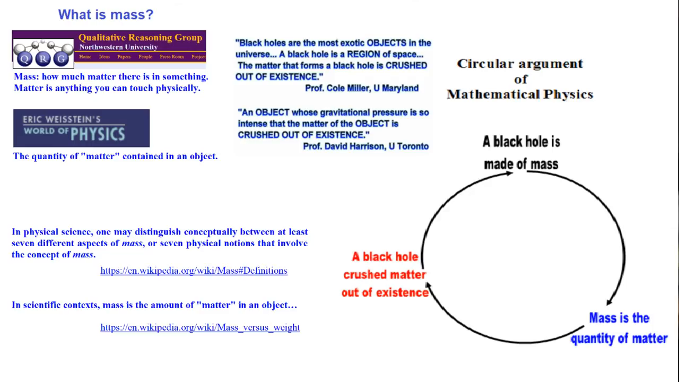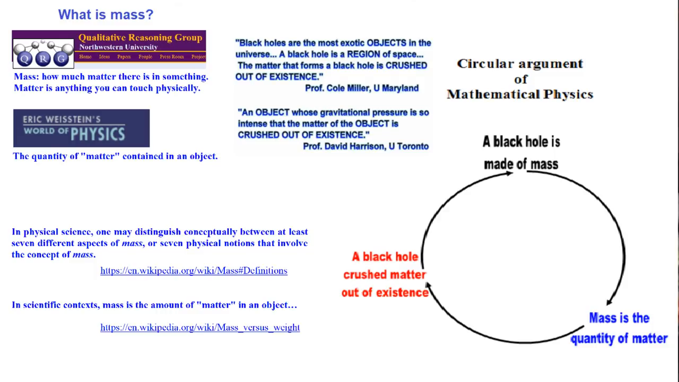Here you have first the definitions. Okay, first you have the definition of what mass is, and there's several of them. It's important to keep those definitions in mind because that's what you're taught in high school and in college. Mass, how much matter there is in something. Matter is anything you can touch physically. Okay, fine. The quantity of matter contained in an object. That comes from Eric Weinstein's World of Physics. I mean, these are official sites, okay? If you look for an answer, well, you'll find them there. And then at the bottom there, it says, in scientific context, mass is the amount of matter in an object. And again, that's out of Wikipedia. So you have all these sources, and they all tell you that mass is the quantity of matter or a measure of the quantity of matter.